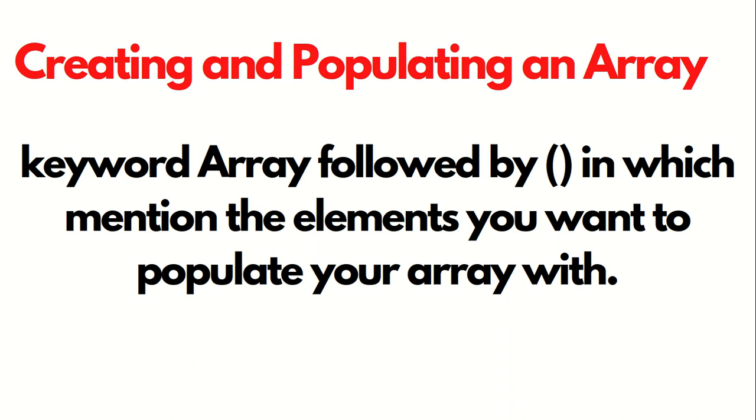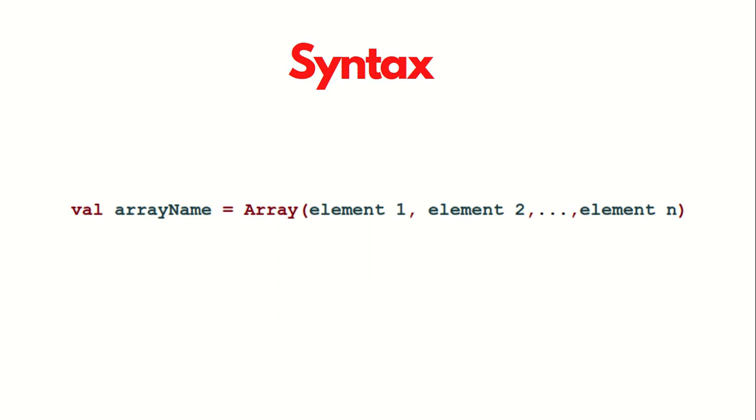So how can we create and populate an array? It is very straightforward, very simple. We just have to use the keyword Array followed by round parentheses, the round brackets, in which we mention the elements we want our array to start with. This is a simple syntax in which we have to specify all the elements, comma separated, in these round brackets or parentheses.